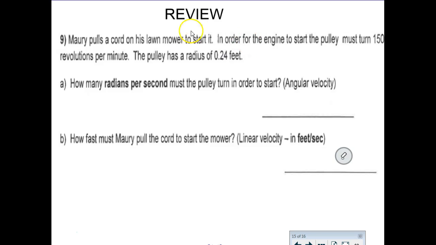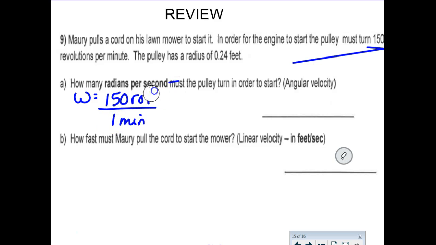But to section 4.2. How many radians per second must the pulley turn in order to start? So they went ahead and said find the angular velocity, but remember our angular velocity is always measured in radians per second, and the clue they gave you is 150 revolutions per minute. So there's actually 2 things I need you to convert. You start with what you have, which is 150 rotations or revolutions per minute.